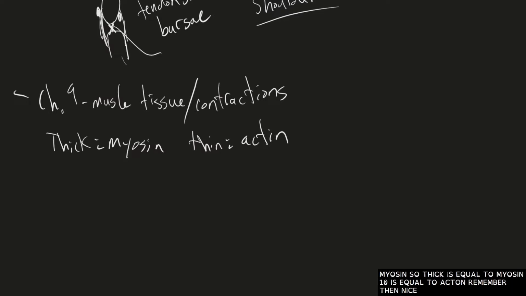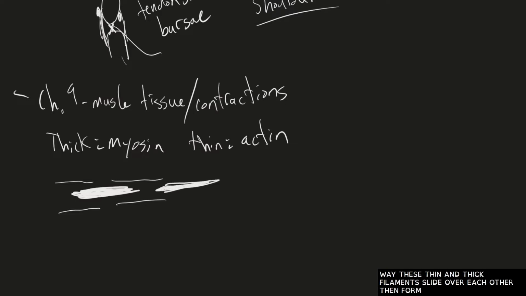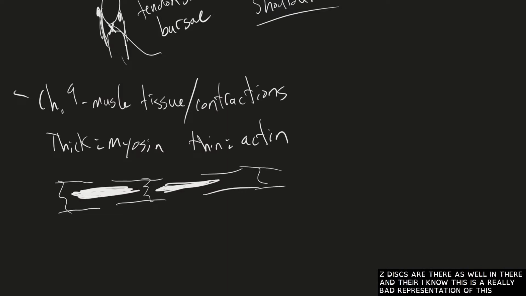Remember, these thick and thin filaments slide over each other via the sliding filament model of contraction. Let's say this is a thick filament here, and these are thin filaments. The way these thin and thick filaments slide over each other forms striations in that muscle fiber. There'd be a Z disc in there as well. I know this is a really bad representation, but here are the beautiful myosin heads connected right here to this actin, and so forth.